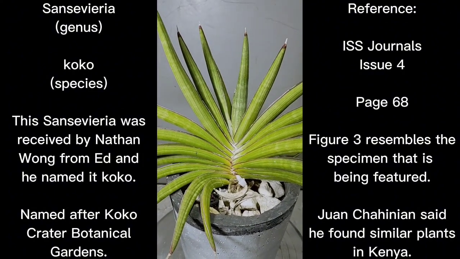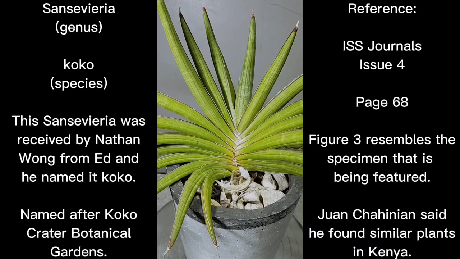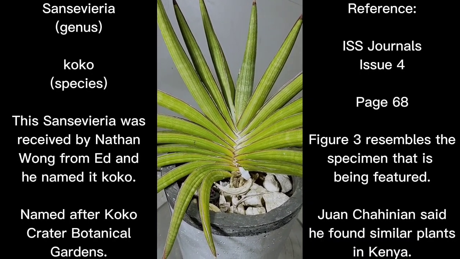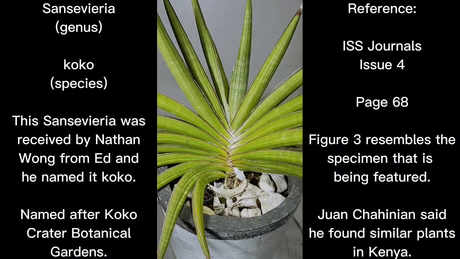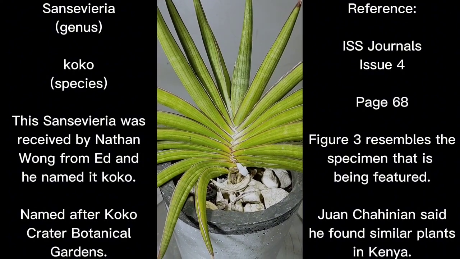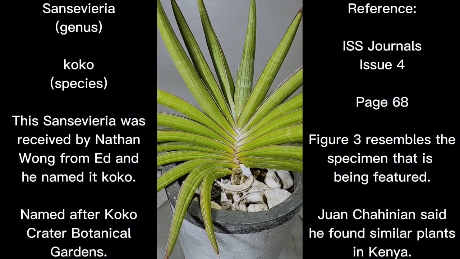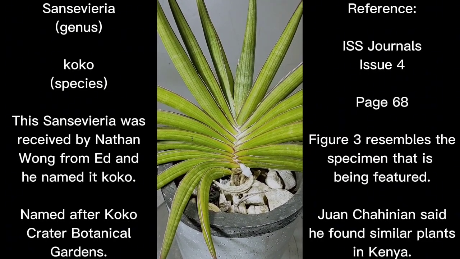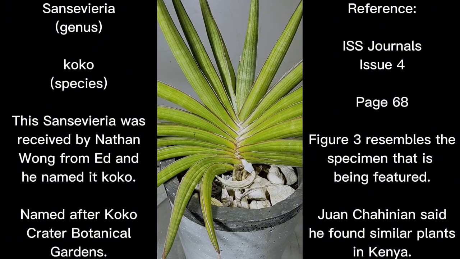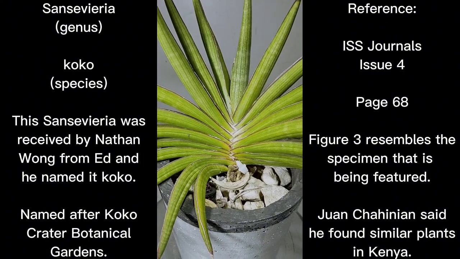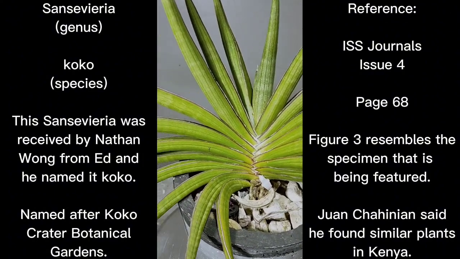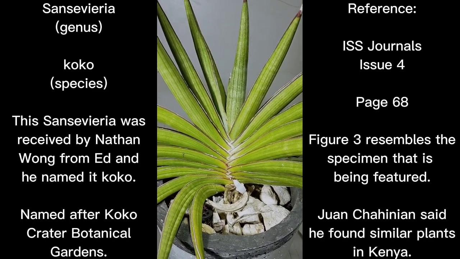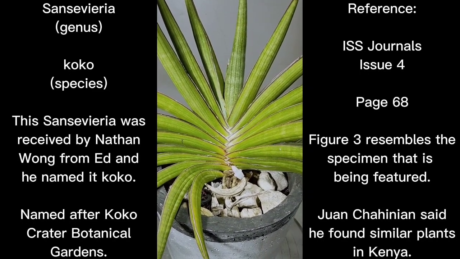So with regards to that, the Sansevieria was described to have red edge cylindrical leaves, and they said that it is an unidentified species that someone labeled koko in honor of the Koko Crater Botanical Garden. So that person is most probably Nathan Wong, who named it after the Koko Crater Botanical Garden.